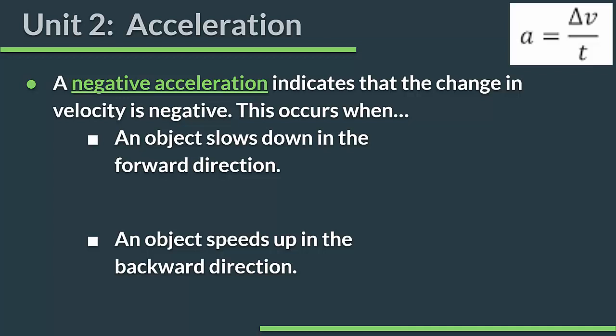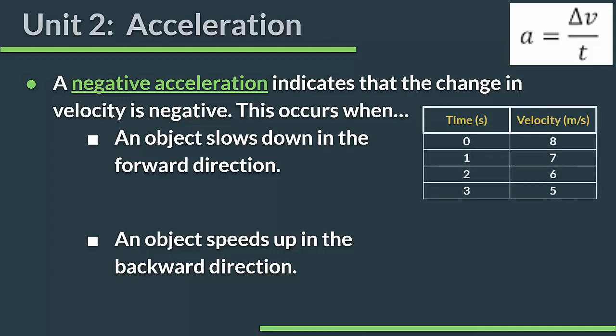There are two circumstances under which this can occur. The first is if an object is slowing down in the forward direction. Again, if we look at data, we can see this very clearly. This object goes from 8 to 7 to 6 to 5. The change each second here is -1 meters per second every second, or -1 meters per second squared, which is a negative acceleration. This again is more obvious than this example down here.